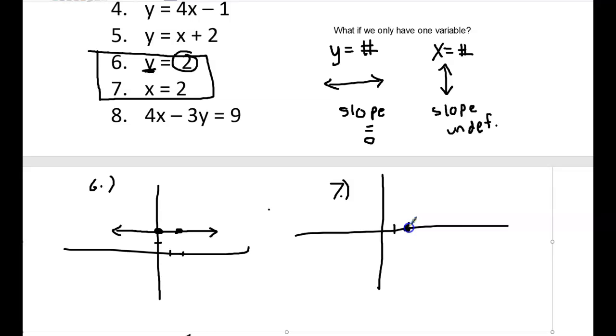That's here. Now, another place where x equals 2 would be right above it or below it. For those places, x also equals 2. It's still 2 spaces to the right. So those are vertical lines, and that's an undefined slope. So if you have y equals a number, find that number on the y-axis and draw a horizontal line. If you have x equals a number, find that number on the x-axis and draw a vertical line. And remember what their slopes are as well.